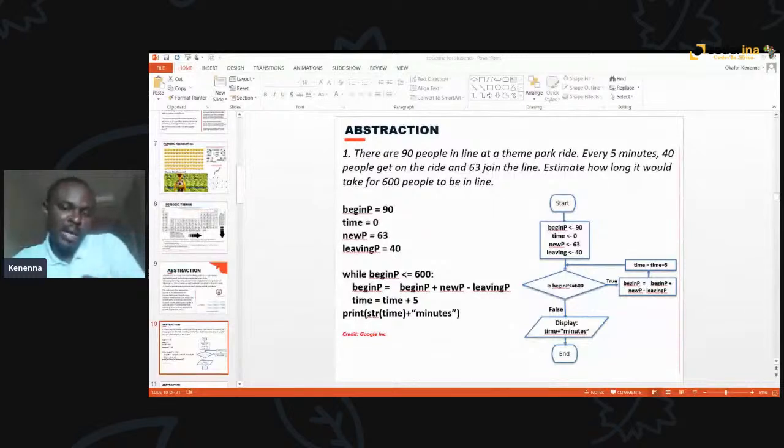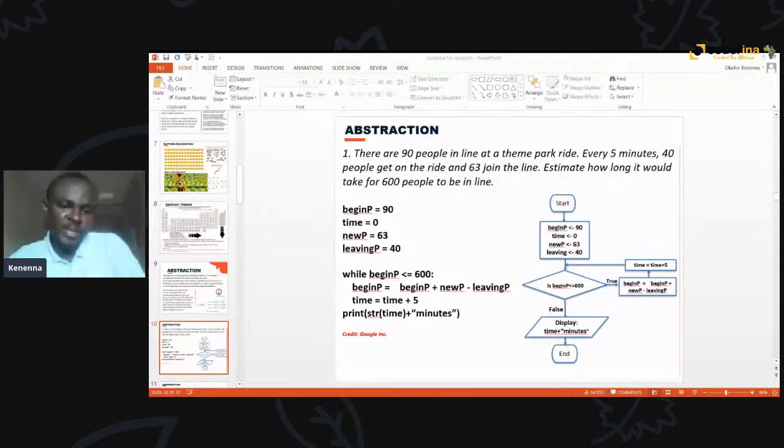63 people, I add that to the 600 people at the beginning, the first minute, and then I'll remove the number of people who are actually getting on the ride. So 40 people join the line.